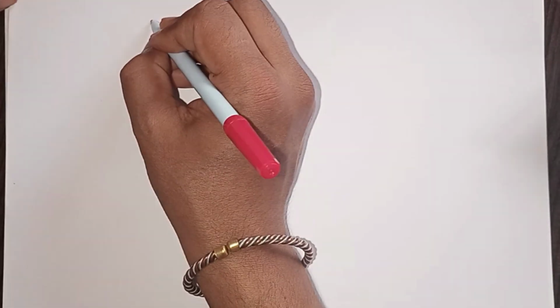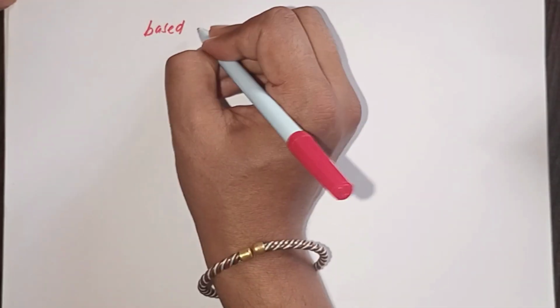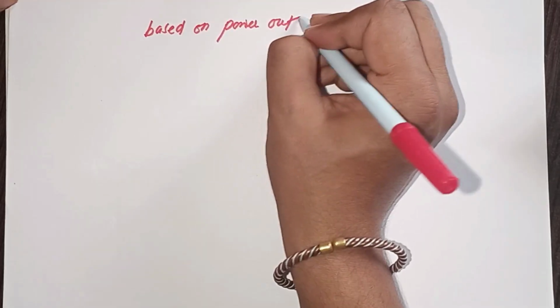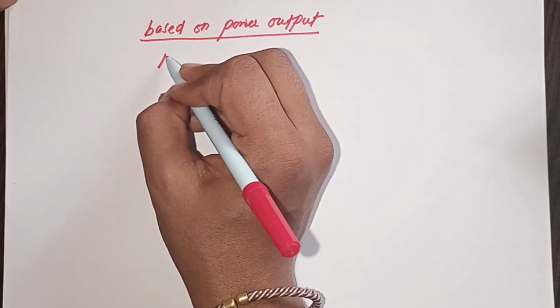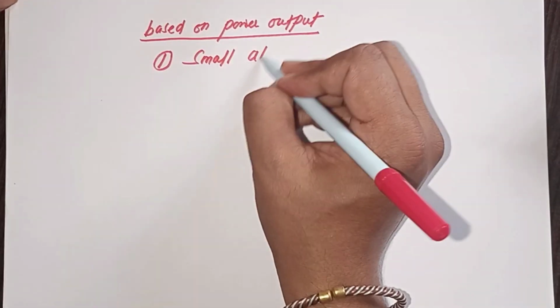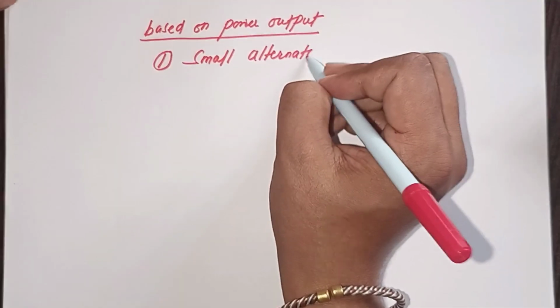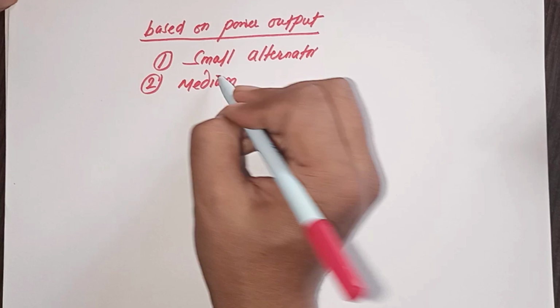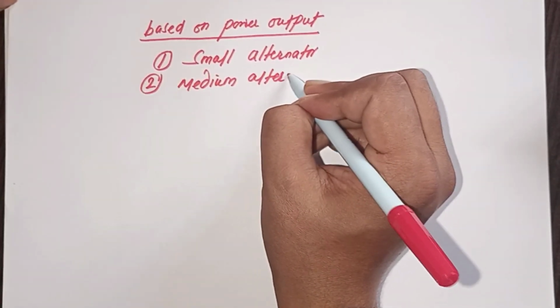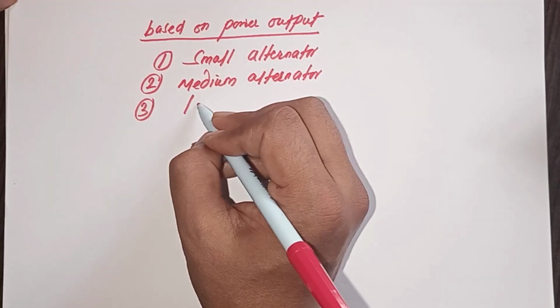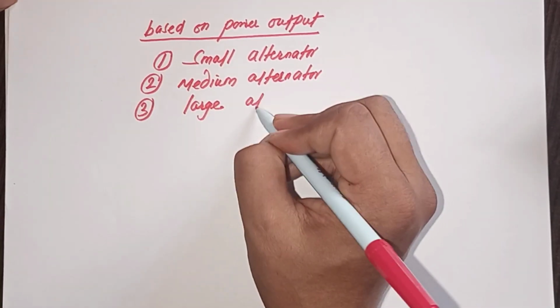Based on power output, synchronous generator can be classified into three categories. First is small alternator. Second is medium alternator. And third is large alternator.